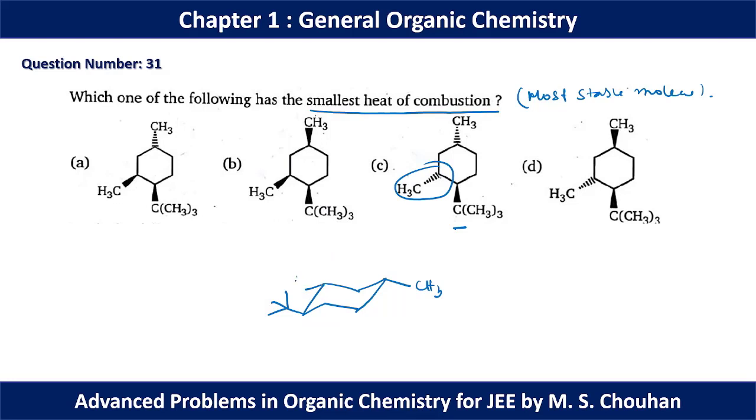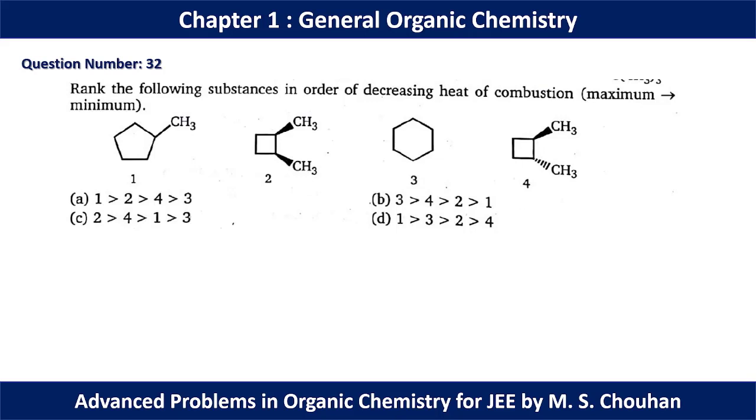So in this molecule we have tertiary butyl in the equatorial position, this methyl in the equatorial position, and again this methyl in the equatorial position. So in option C, this is the most stable molecule, and that's why the smallest heat of combustion can be seen in this case. So for question number 31, option C should be the correct option.